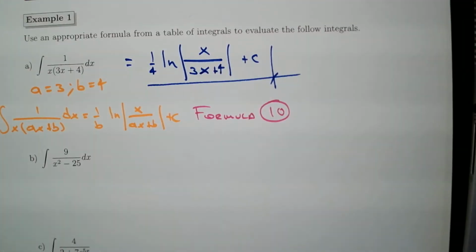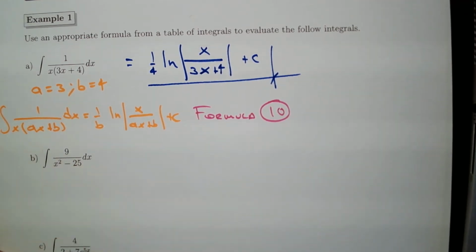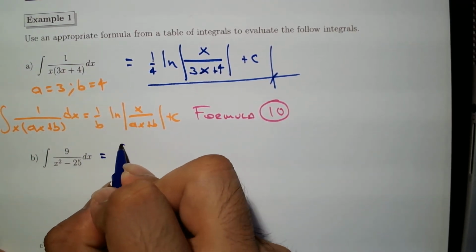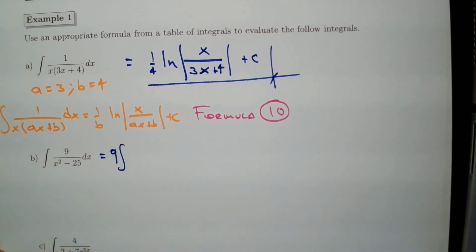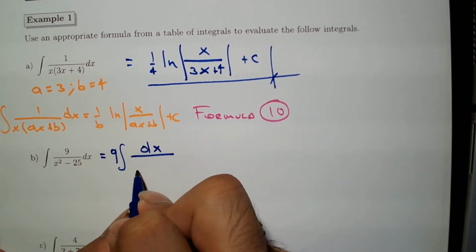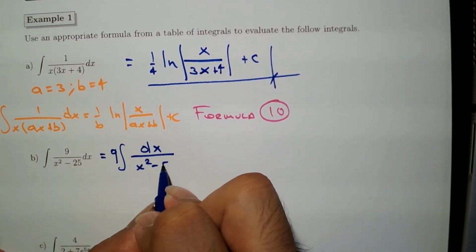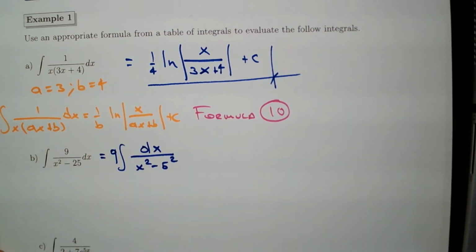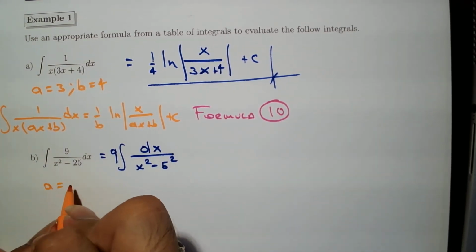In this case, all we need is to identify a, but be careful because we have the number 25. So our job first of all is to rewrite the integral. I'm going to take the 9 outside of the integral: dx over x squared minus 5 squared. This will tell us that a equals 5.